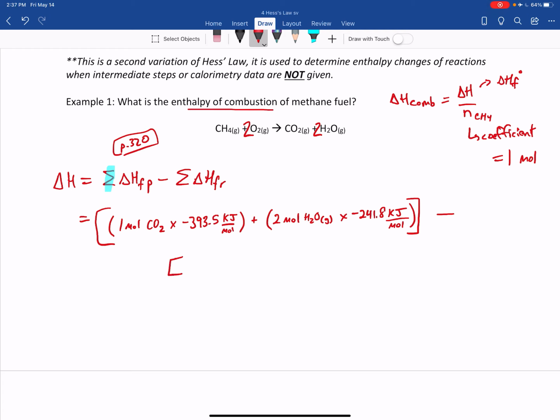Then I'm going to open up a second bracket to subtract the reactants. So I'll start off with 1 mole of methane, and its formation value is negative 74.4 kilojoules per mole.